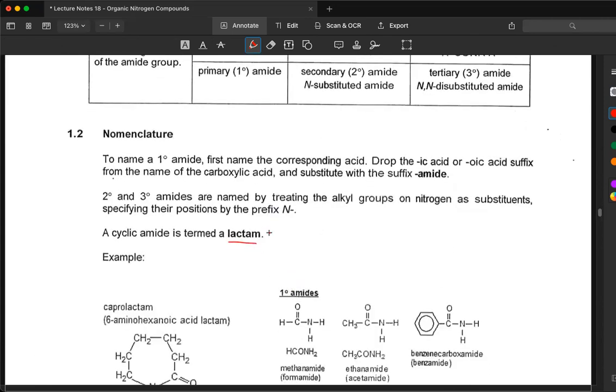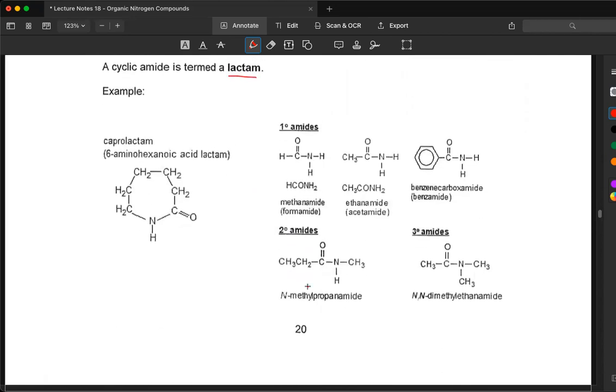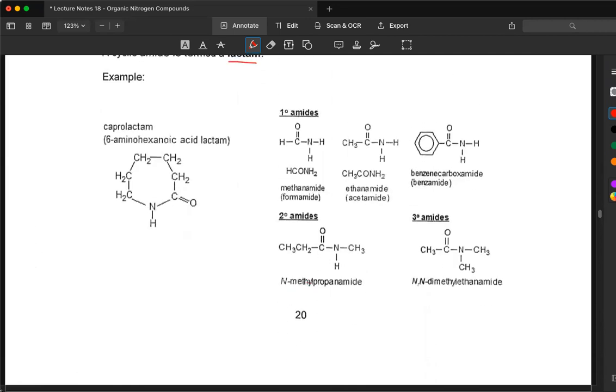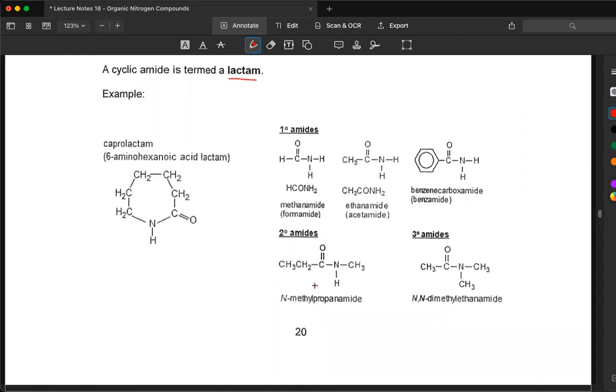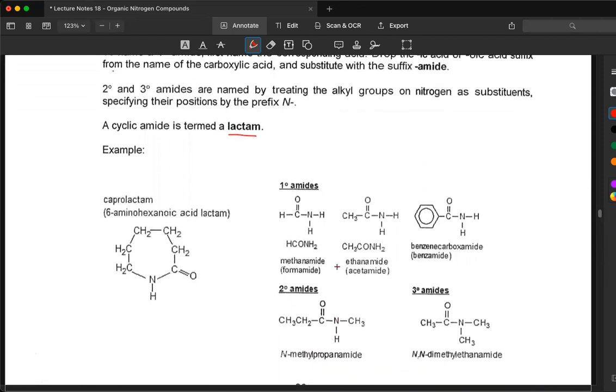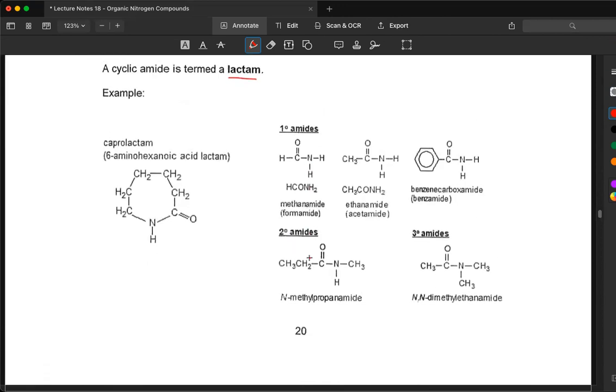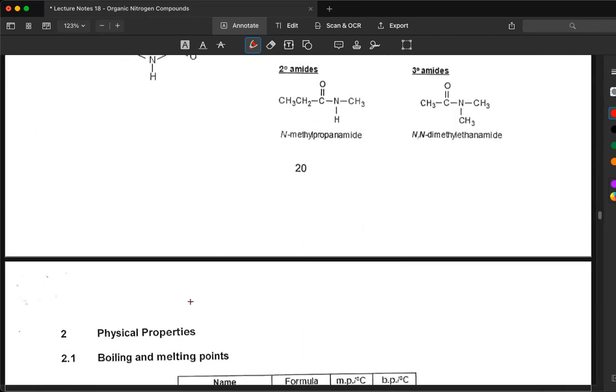For this you can just put the prefix N, for nitrogen. N-methylpropanamide, because the chain is 3 carbons. Because the substituent is on nitrogen, we just put N. That's how they do nomenclature. Then N,N-dimethylethanamide.